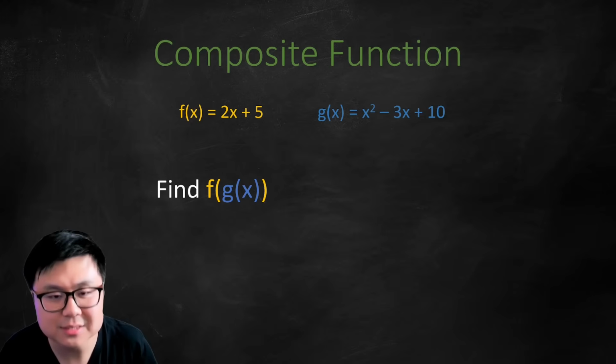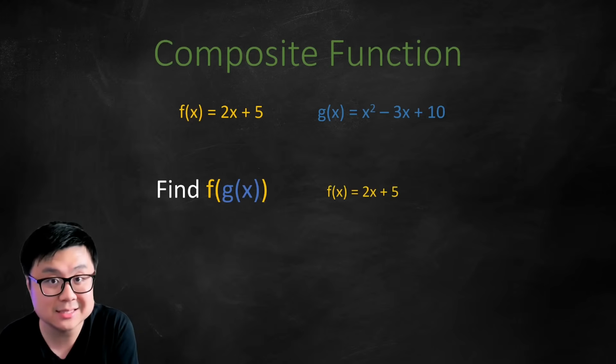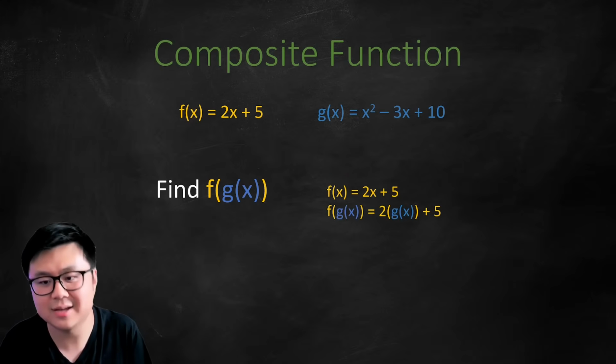How do we actually do this? Well, we're going to first write the f of x function, but whenever you see an x in the f of x, that has to go now. That's got to be replaced by g of x. So there you go. We do that to both the left and the right.